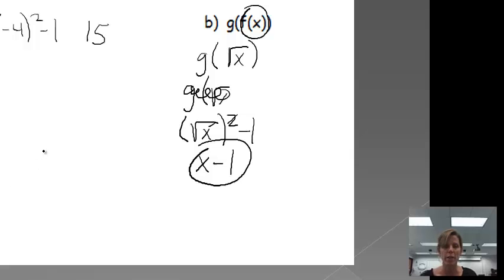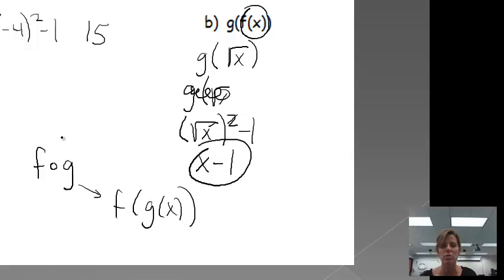Just one other quick note. If I have f and then there's a little circle, g, looks like f circle g, but this is also just another way of writing the composite function, and all that means is f of g of x. So it just means that same thing, so don't get yourself confused when you see that. So hopefully now you can evaluate a composite function.